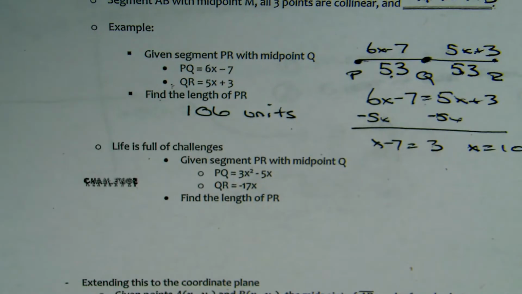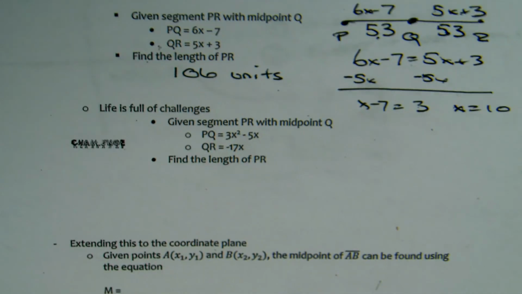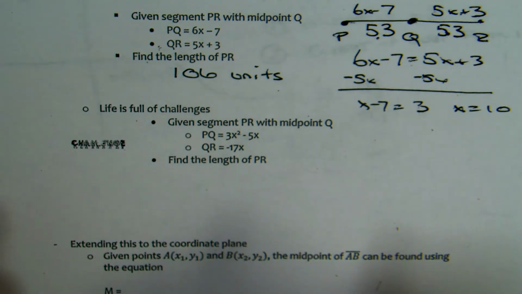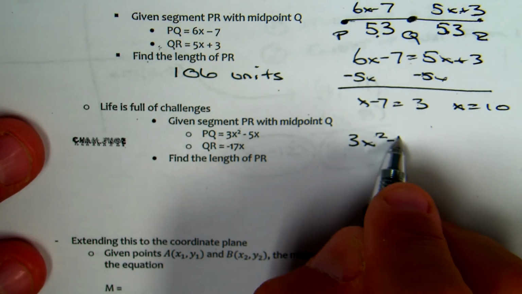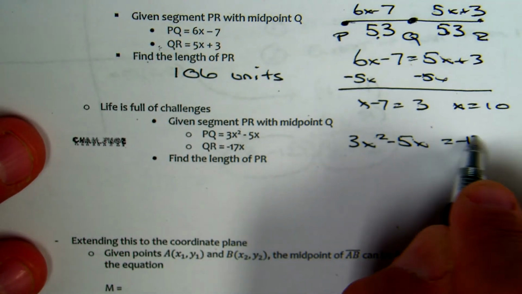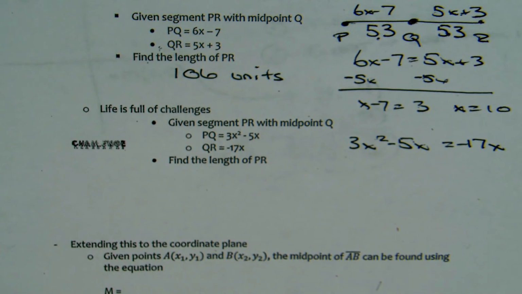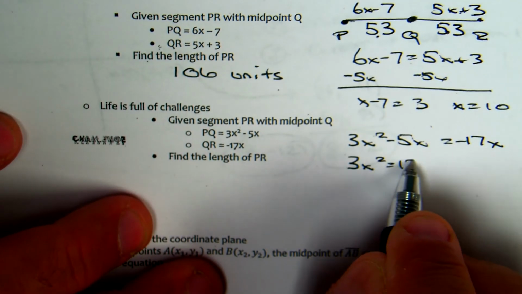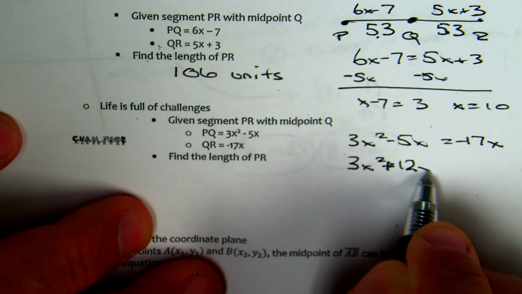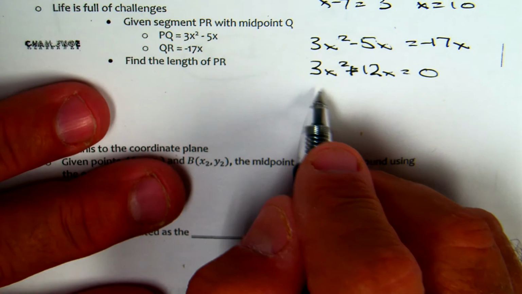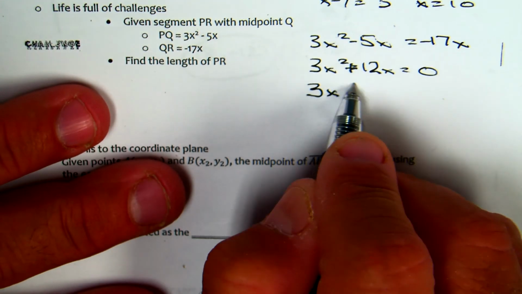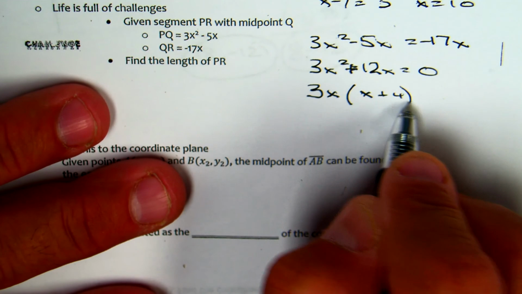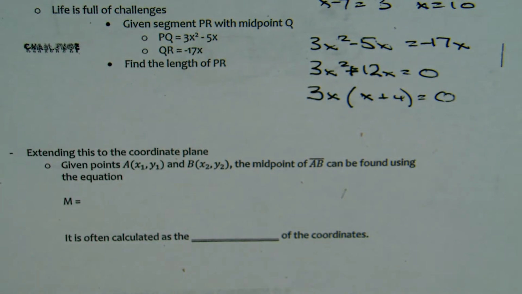All right, life is full of challenges. Given segment PR with midpoint Q. So the setup is the same. 3x squared minus 5x equals negative 17x. All right. Now I'm going to add 17x to both sides. 3x squared plus 12x equals 0. All right. Now it's a binomial with both of them having x in it, and 3 goes into both. So 3x times x plus 4 equals 0. I factor out a GCF.